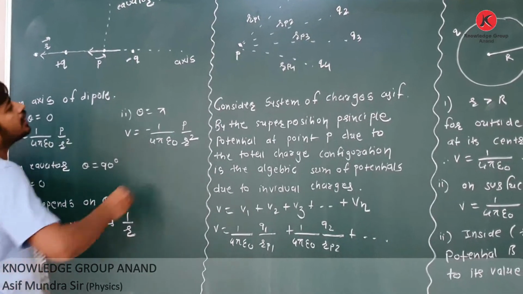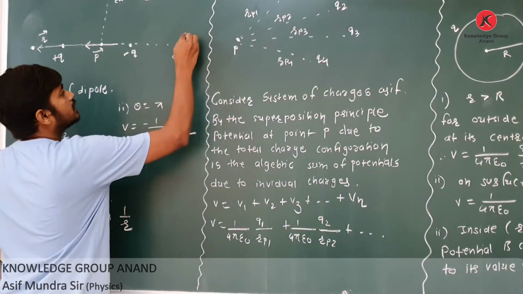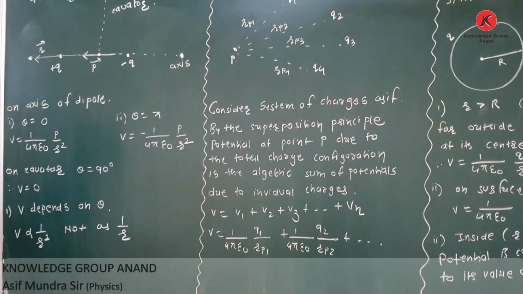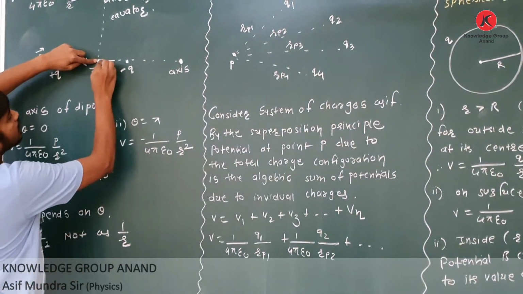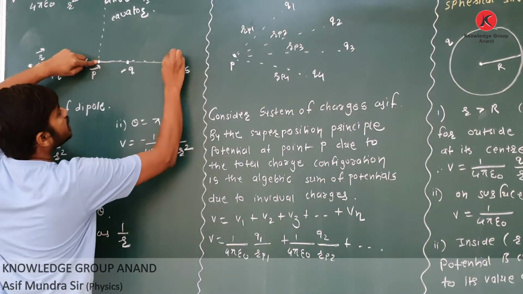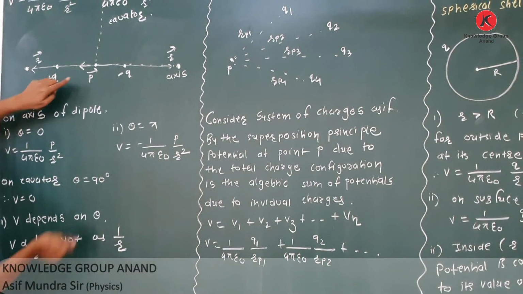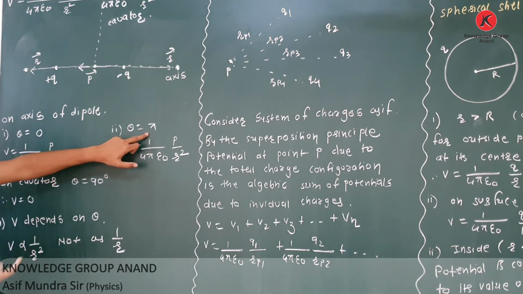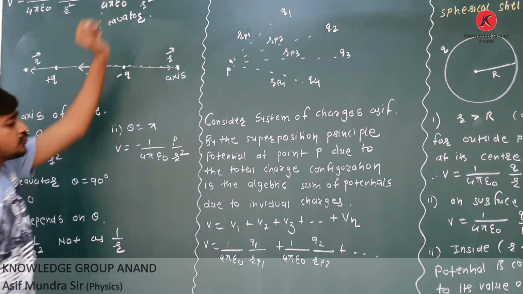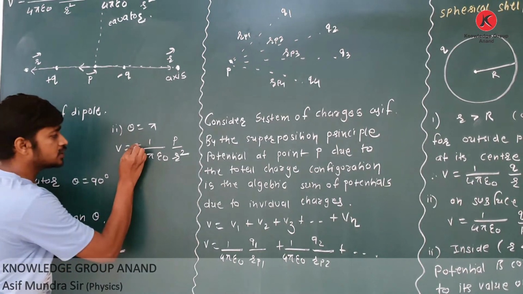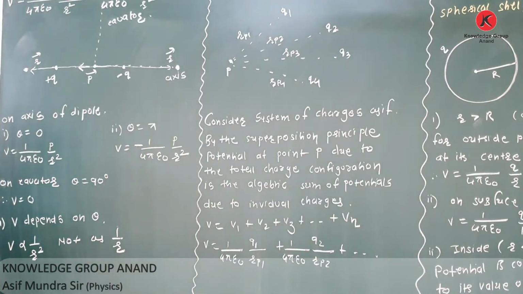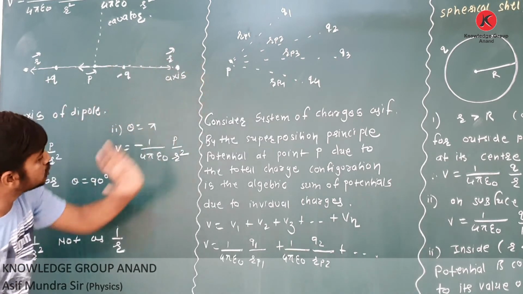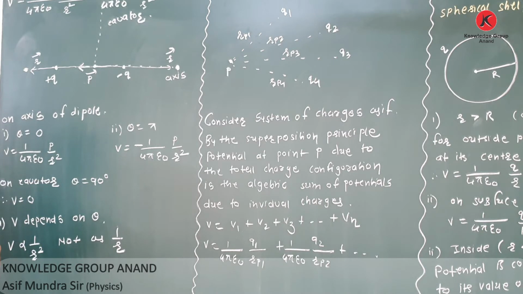Now if the point is on this side, on the side of negative charge, then with respect to the center, the position vector is in this direction. From the figure it is clear that P and R are in opposite directions. The angle between them, theta, is equal to pi, 180 degrees, and we know that cos 180 is equal to minus 1. So potential will be negative. So how to remember? On the side of plus q charge, potential is positive. On the side of minus q charge, potential is negative. Okay, so this is on the axis of dipole.